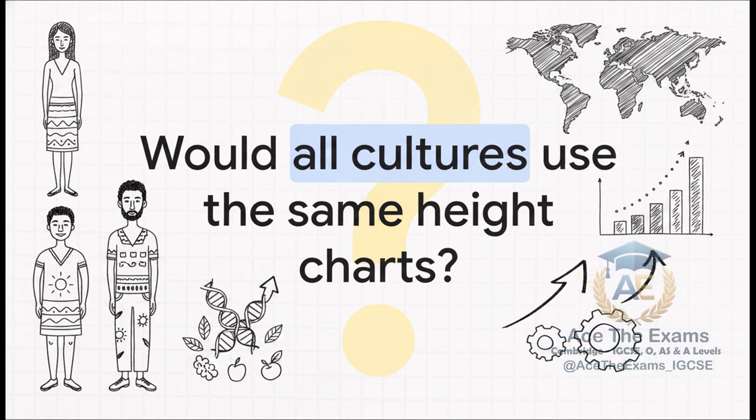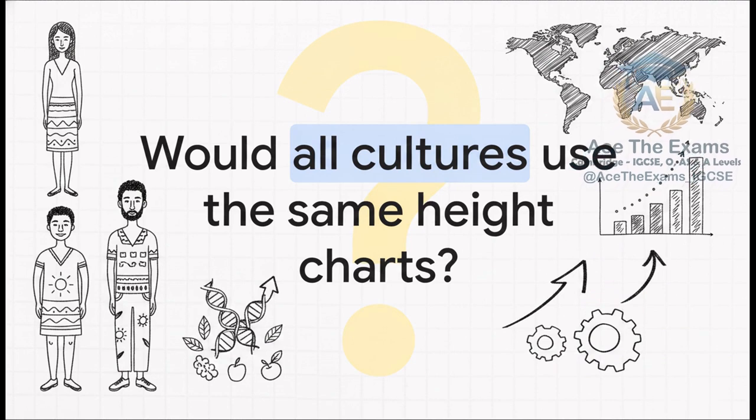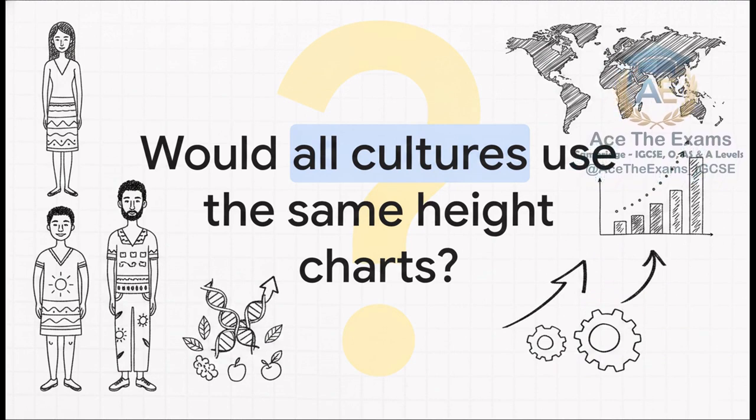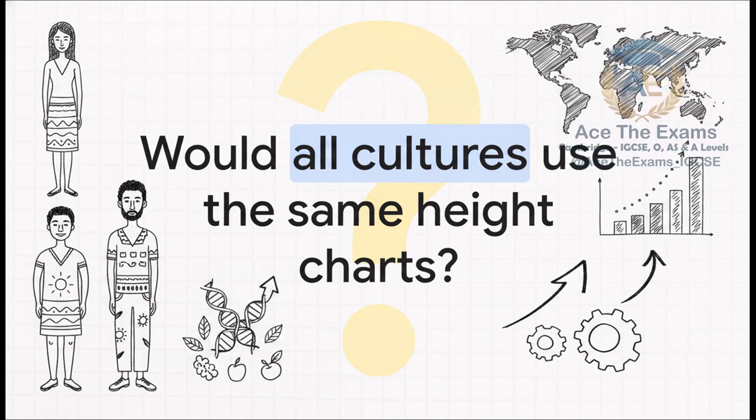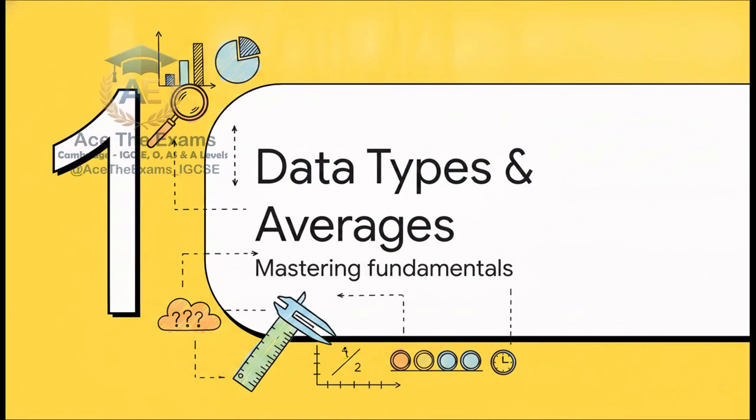You see, genetics, diet, and environment vary massively across the globe, meaning our statistical baselines have to adapt to those realities. Numbers literally never exist in a vacuum. They always reflect the environment they were born in. Moving right along to Section 1, Data Types and Averages, where we master the absolute fundamentals of observation.